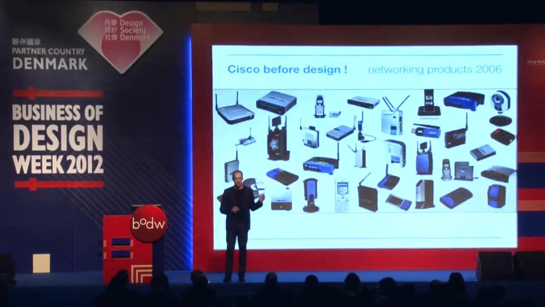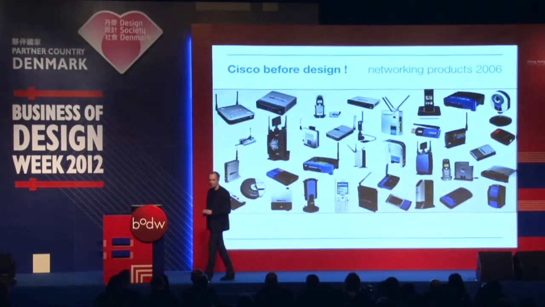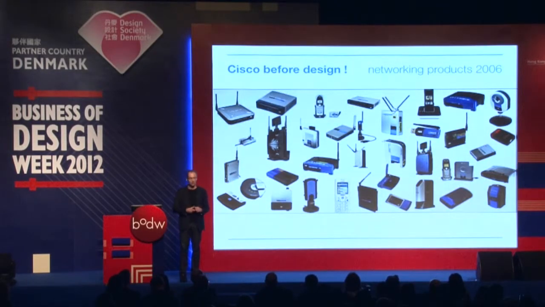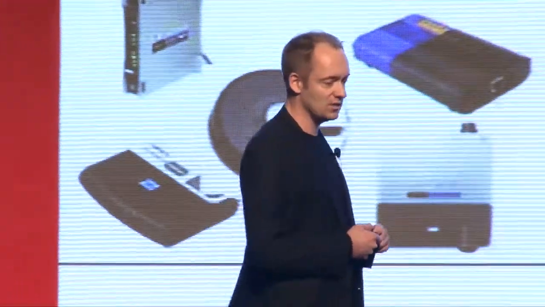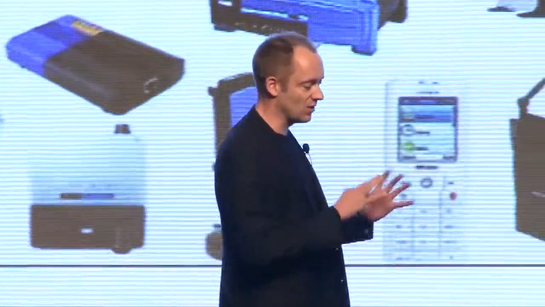This is an example of networking products before we started to work with design in Cisco. This is the design strategy before we introduced our new strategy. This was really pretty technical looking products. IT-based products with a large scale of all kinds of small details, different things.